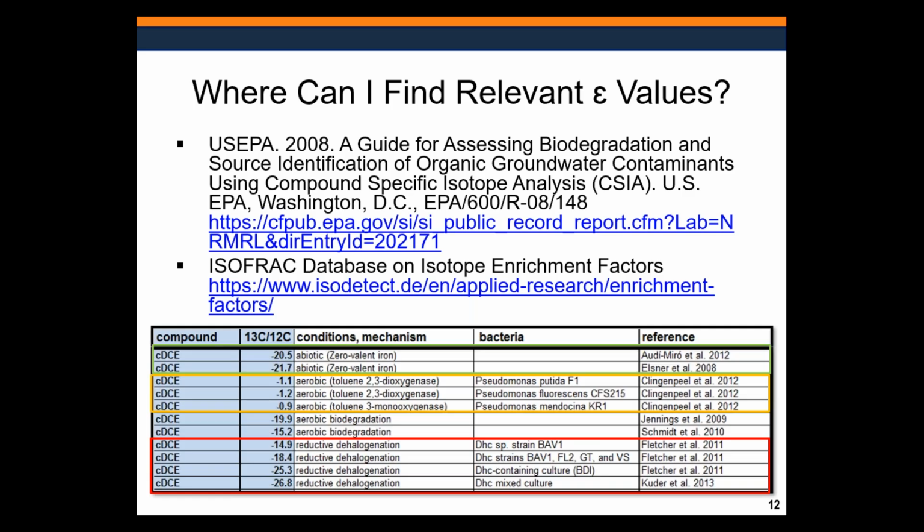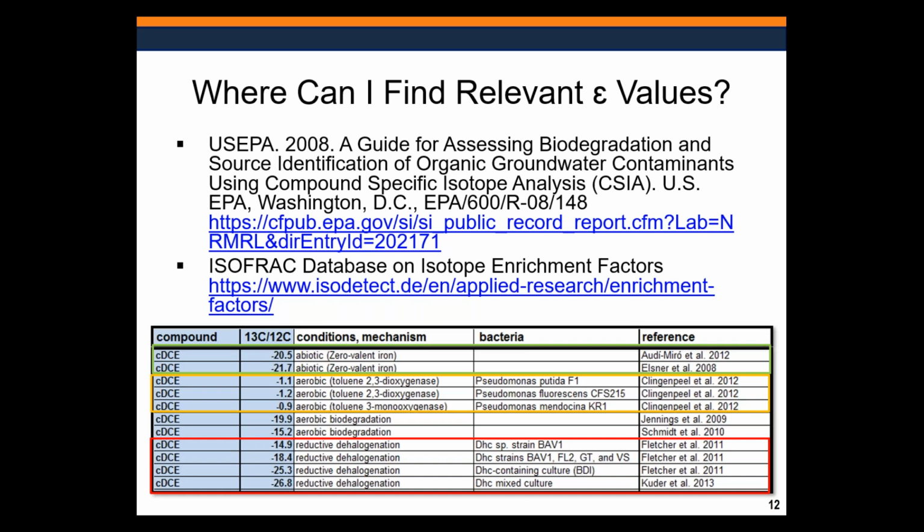So where can you find epsilon values? Here's a couple of locations. One is a really good guide, and for those of you who want to follow up further on this, EPA put out a great document in 2008. It goes through assessing biodegradation and sources using CSIA. I refer back to that often.